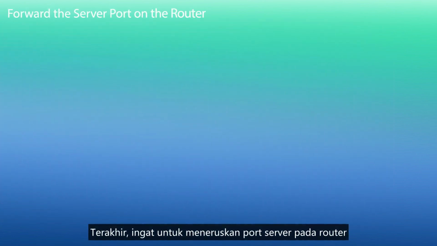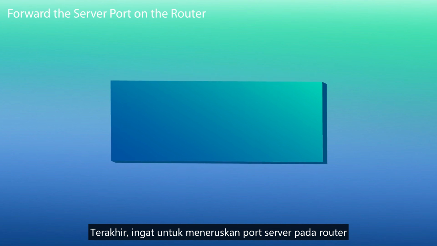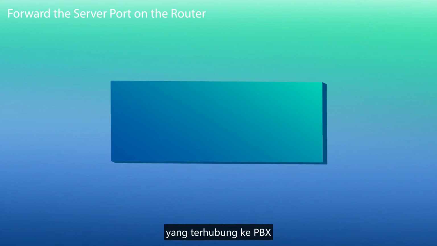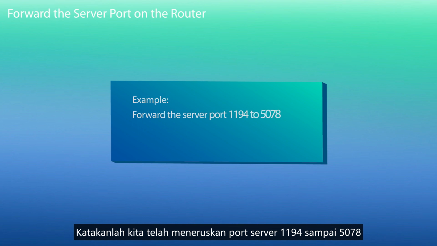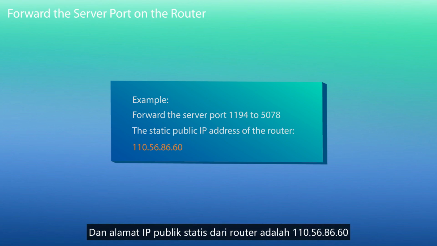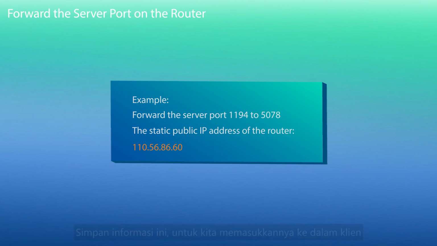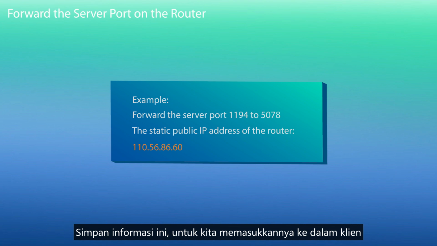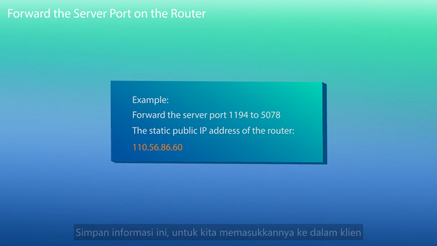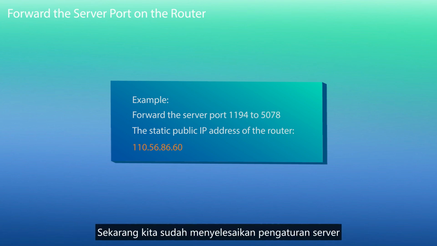Last step, remember to forward the server port on the router connected to the PBX. Say we have forwarded the server port 1194 to 5078, and the static public IP address of the router is 110.56.86.60. Memorize the information for we need to enter it in the client. Now we've finished the server settings.